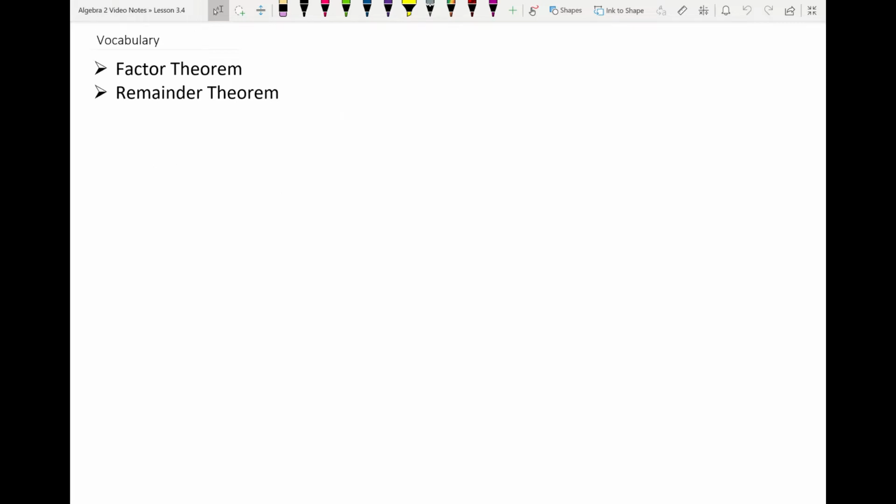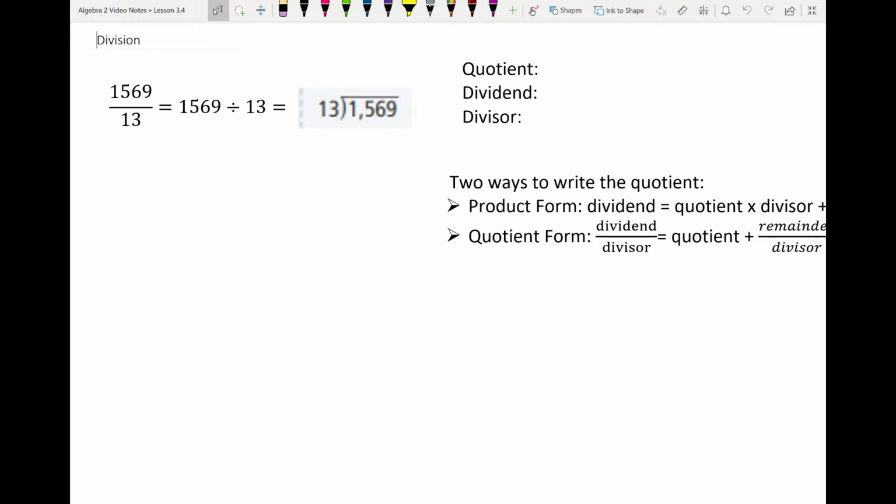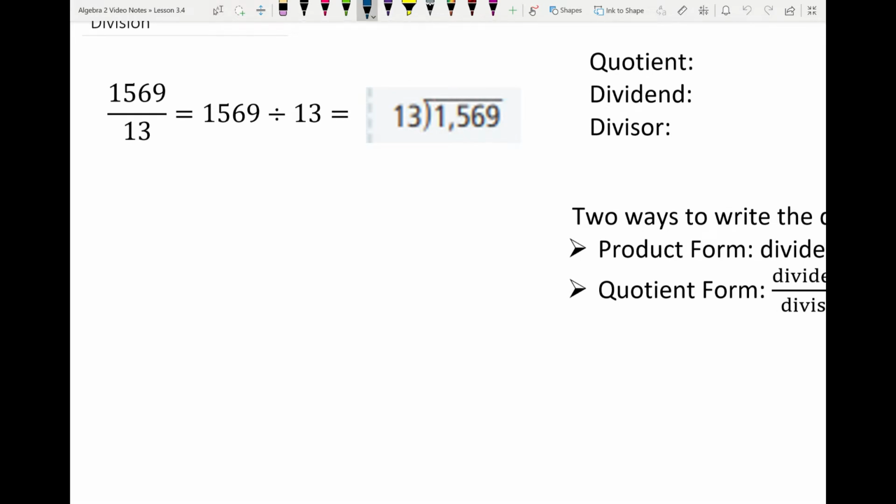All right, so we're going to be talking about the factor theorem and the remainder theorem in this lesson. So this is the vocab for 3-4. All right, so let's talk about the operation of division, just division in general. So you got to remember a few key terms here. If we're writing 1569 divided by 13, well, that is the same thing as the fraction 1569 over 13. These two mean the same thing. So when we're dividing these two numbers together, we can write it in both of those ways.